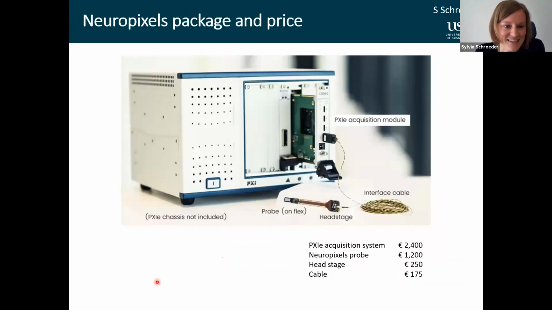Okay, and just to tell you, because Chris mentioned the price is relatively high, what do you actually get in a package and how much does it all cost? So you get a whole acquisition system, which can take up to 16 probes, I think. You get this for €2,500. Each single probe is about 1,200 euros, head stage 250 and cable 175. I got these prices end of last year, so it might have changed a little bit, but this gives you an idea of what you have to pay.